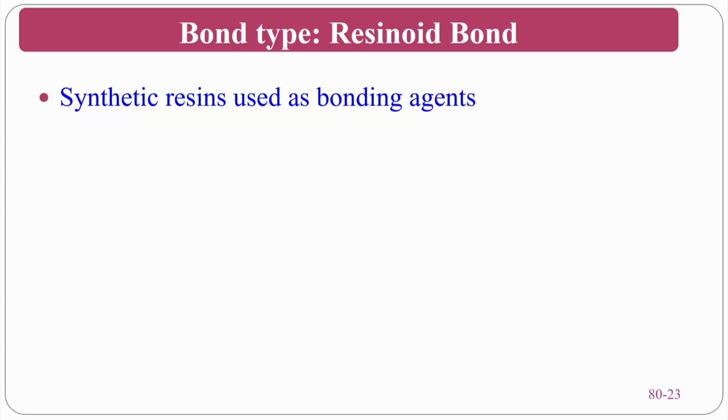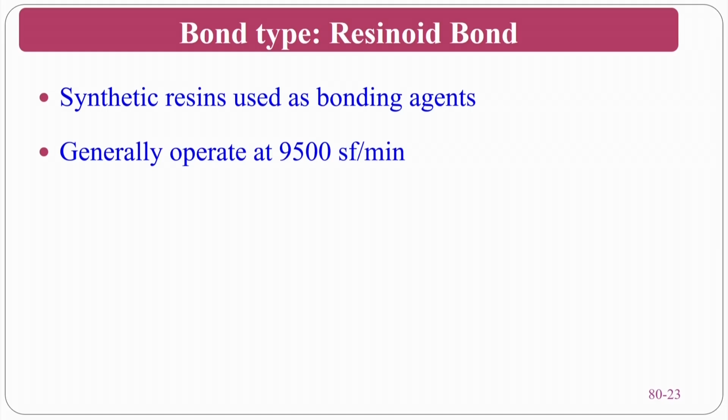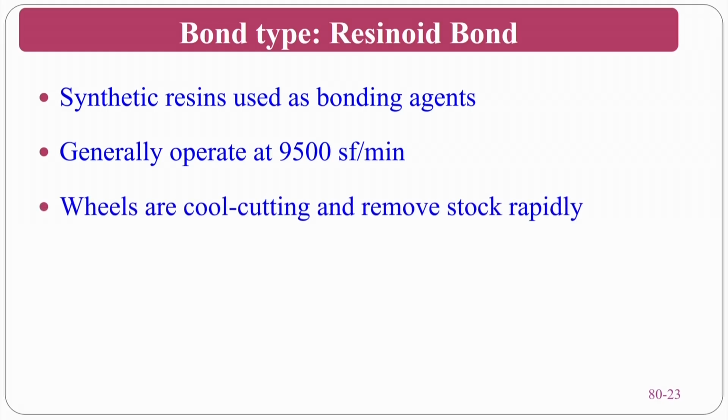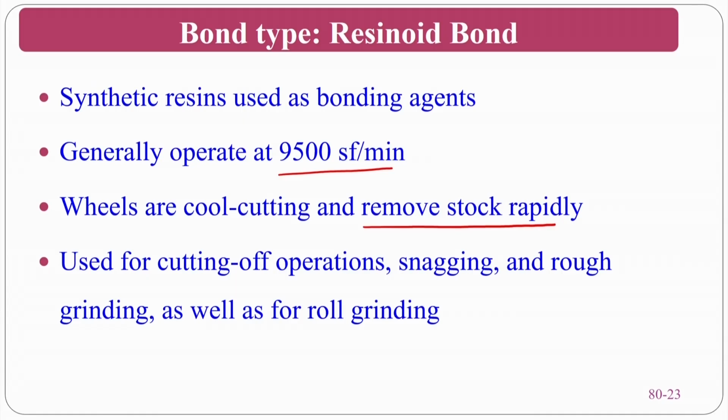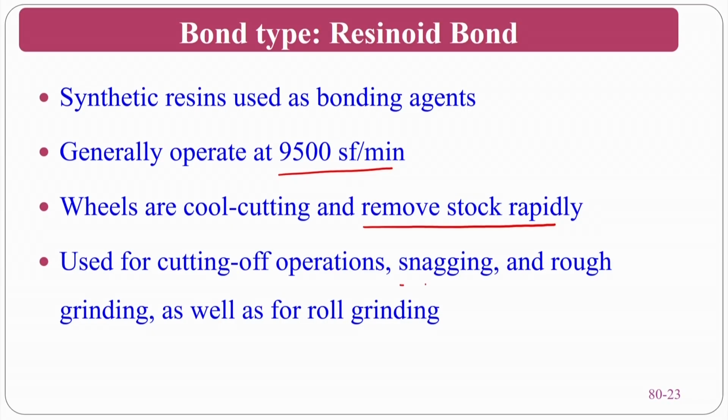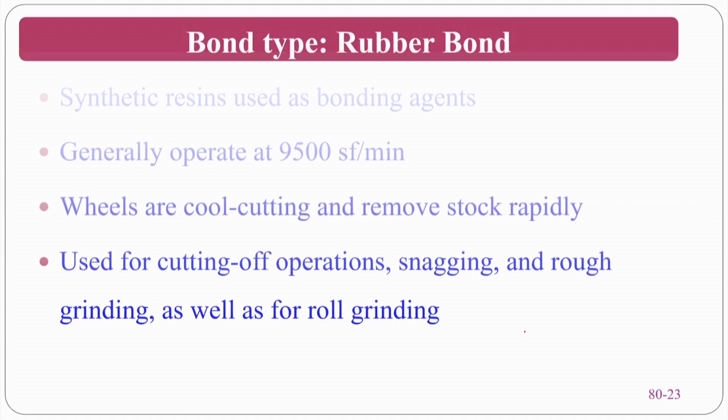Resinoid bonding. Basically synthetic resins are normally used, and these operate at very high speeds and can remove the material very fast. So, if I want swift action, you can go for operations like snagging or rough grinding as well as roll grinding. You can use this particular bond for those.